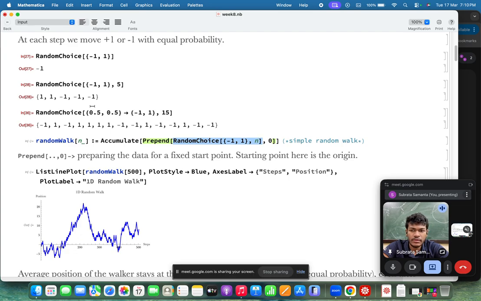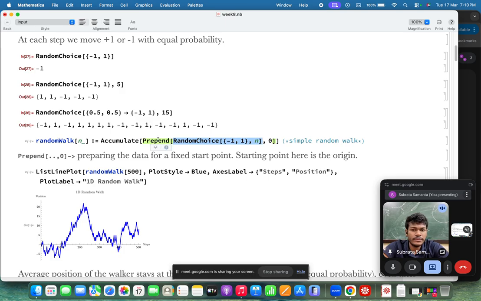I already discussed that here, and now I add prepend. So, basically I add 0 to the list, because I start from the origin. That is why I put 0, and my first step is plus 1 or minus 1, and those choices actually appear here. So, I basically enlarge the list by adding the origin. That is why I add 0 to this list.